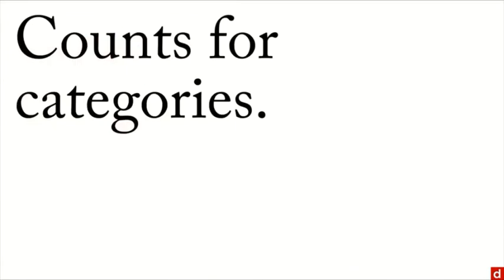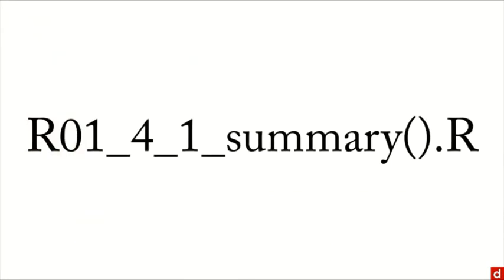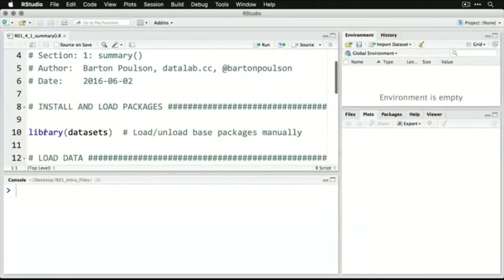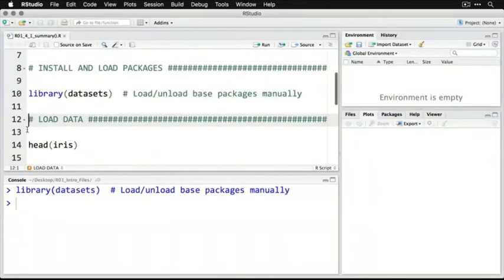So for instance, you're going to want counts or frequencies for categories, and then you're going to want things like quartiles and the mean for quantitative variables. We can try this in R, and you'll see that it's a very, very simple thing to do. Just open up the script and follow along. What we're going to do is load the datasets package, Control or Command, and then Enter.